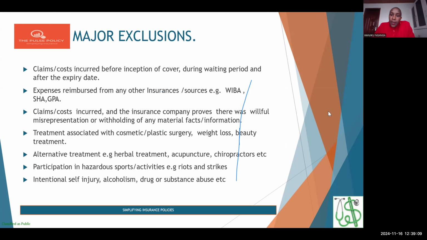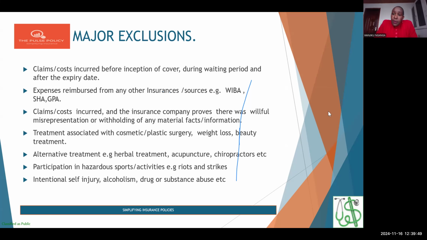Major exclusions. So these are not the only exclusions for the medical cover. There are many. So you need to check your policy document, what kind of exclusions are in my policy document. However, here I've just put the major ones. Claims incurred or costs incurred before the inception of the cover, during the waiting period, and after the expiry of the policy. So before inception means you have not purchased the cover, you don't have a medical cover, you want to go and purchase the cover, and probably there's somebody in hospital. So of course, when you purchase that cover, the cover is not going to cover that cost for somebody who has incurred medical cost before the inception of the cover.